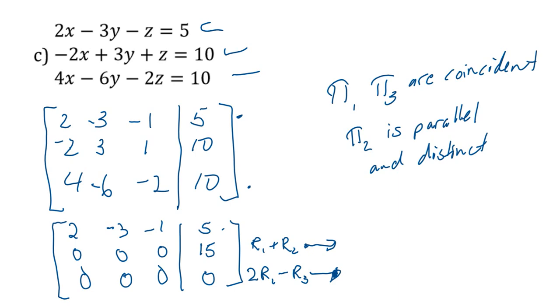Okay? So we've solved the system. 2 of the planes are coincident. 1 of the planes is parallel and distinct. So overall, this system has no solution. Okay, let's look at another one.